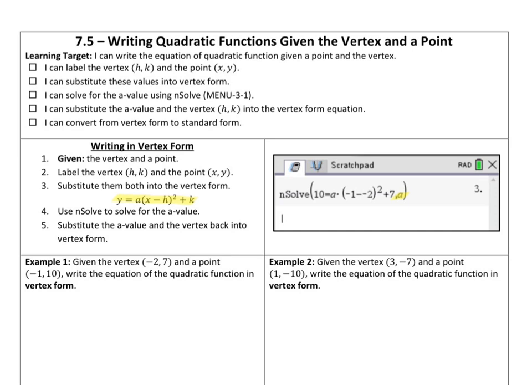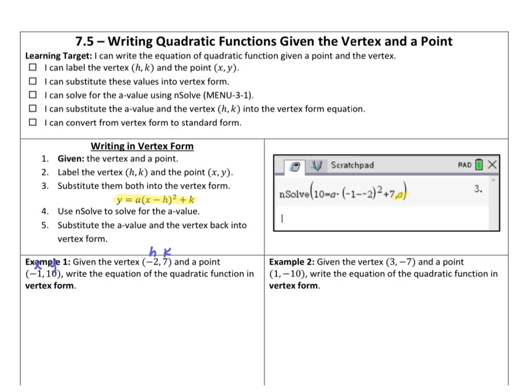Remember, our first step is to label the vertex and the point. So example number 1 says, given the vertex negative 2, 7, and a point negative 1, 10, write the equation of the quadratic function in vertex form. So I've been given the vertex. I need to label it as h, k. Easy because it's already given to us as an ordered pair. And then I'm going to label the point as x and y.